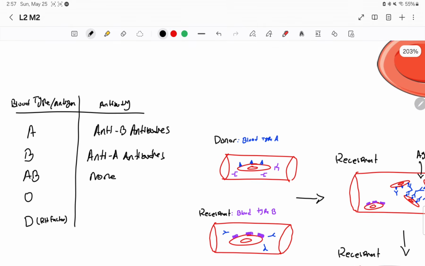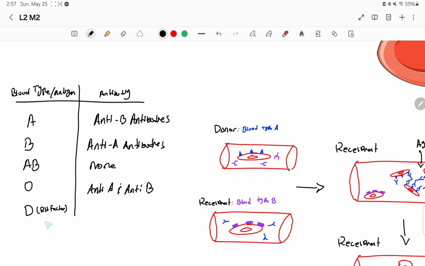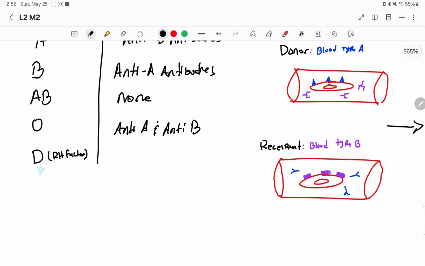Now, O, what do you think they would have? They don't have A and they don't have B, which means they would have both anti-A and anti-B antibodies. What about D? What if somebody doesn't have this D? Okay, let's say they're Rh negative, which I said means absence of this guy.